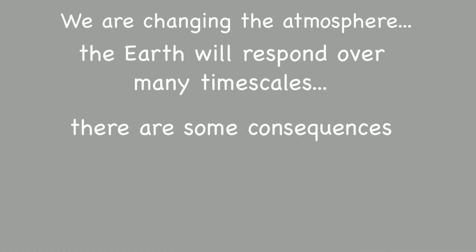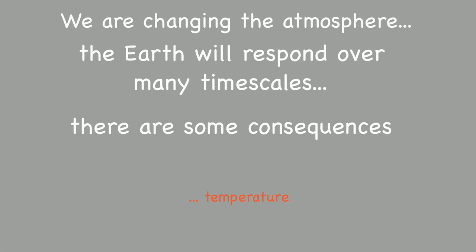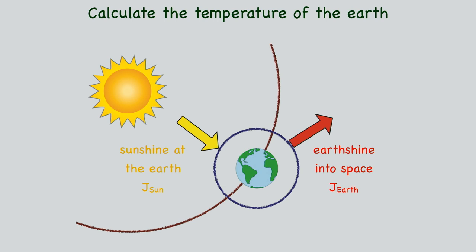So we are changing the atmosphere. The Earth responds over many timescales, and there are some consequences. So let's start looking at the consequences of using the atmosphere as our carbon waste dump. And the most obvious one, and the one you're probably most connected to, is temperature. So let's look at the consequences for temperature for a minute. And how are we to understand that?